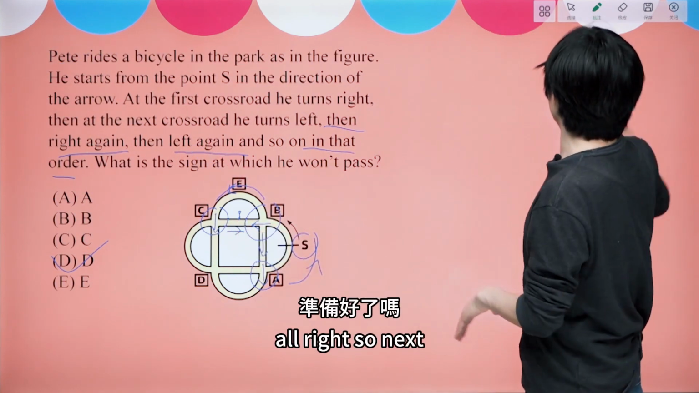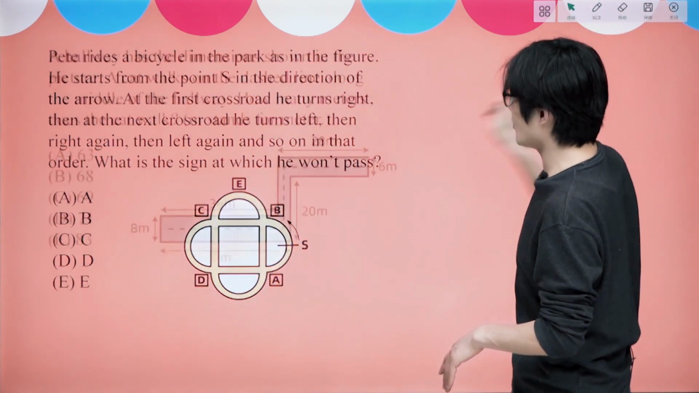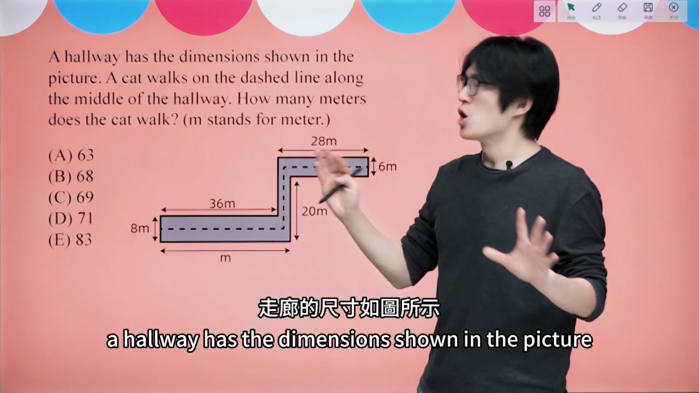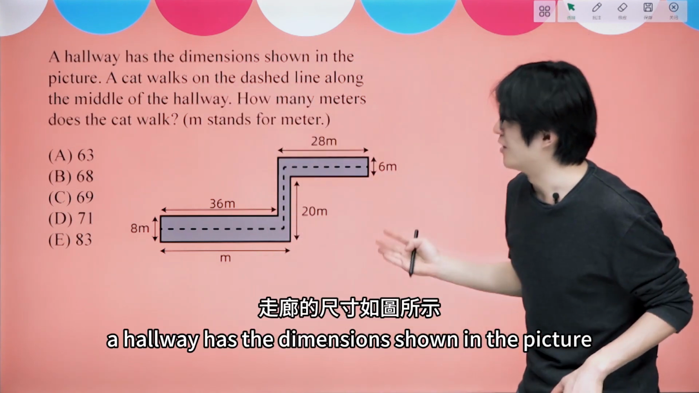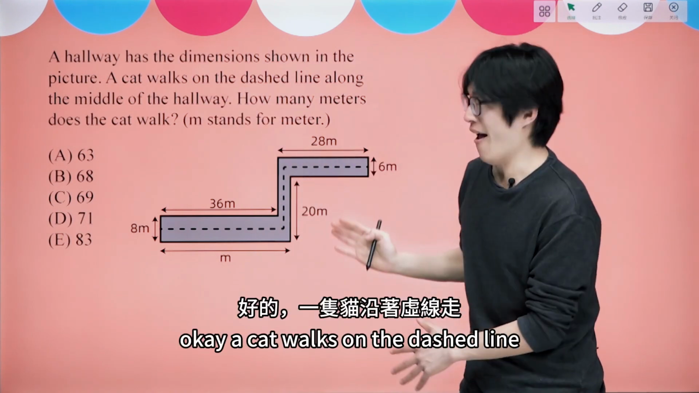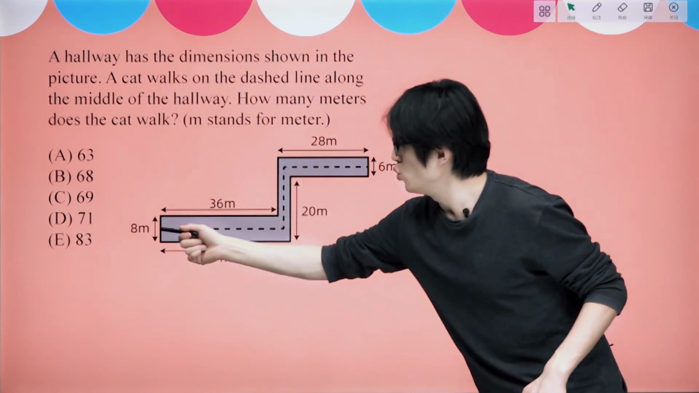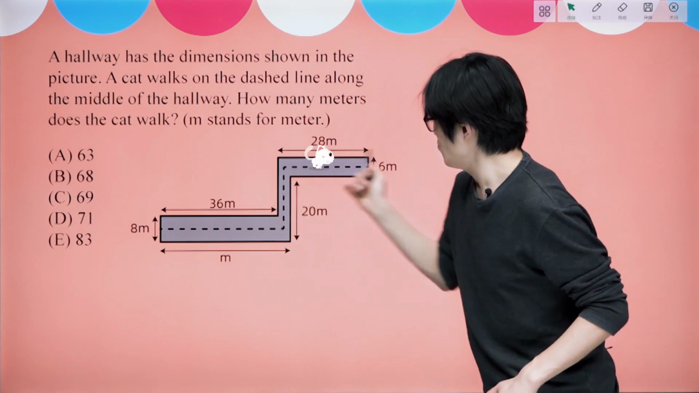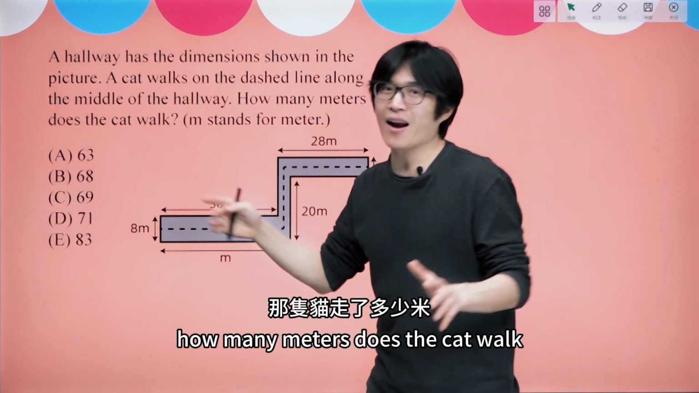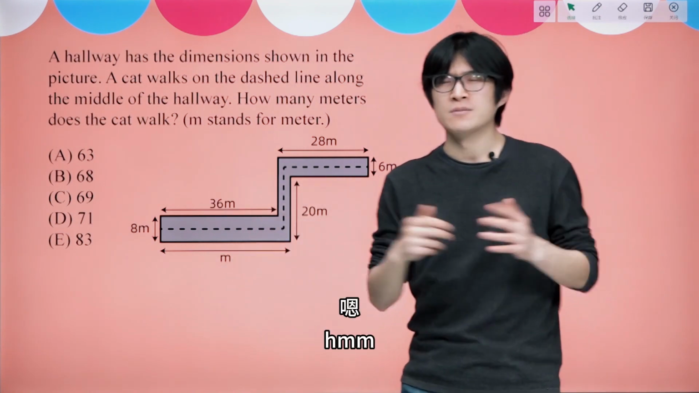All right, so next, ready for next question? Here we go. A highway has the dimensions shown in the picture, okay? A cat walks on the dashed line along the middle of the hallway. Okay? How many meters does the cat walk? M stands for meter, of course.